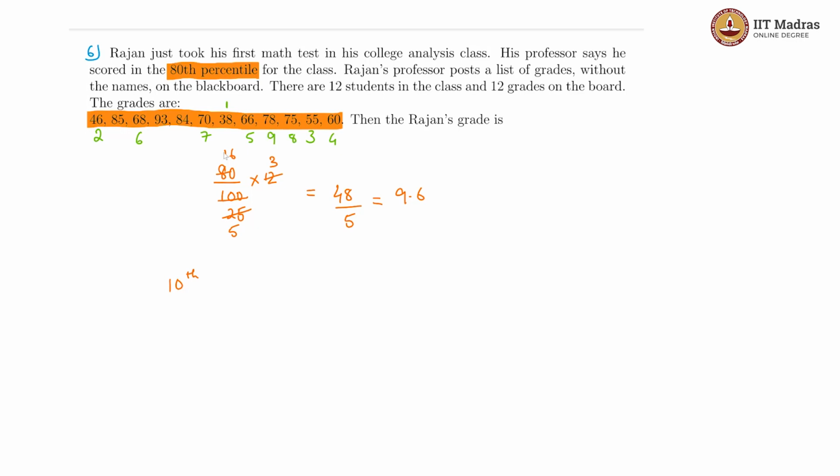78 is the ninth. And 84 is the tenth. 85 is the eleventh. And 93 is the twelfth. So 84 is our tenth value. So this implies Rajan scored 84.